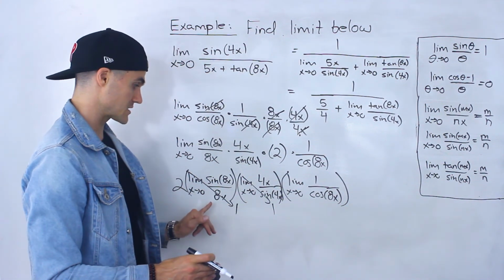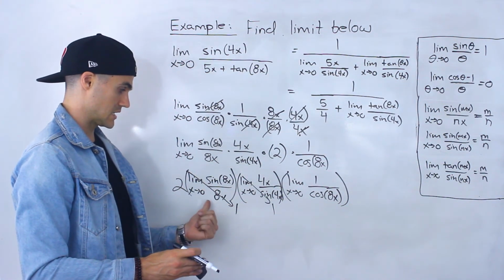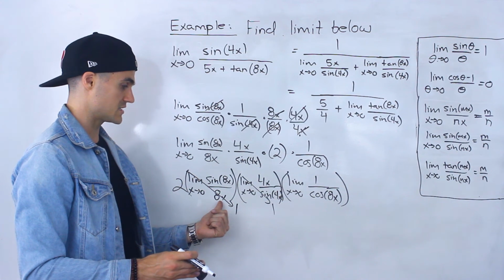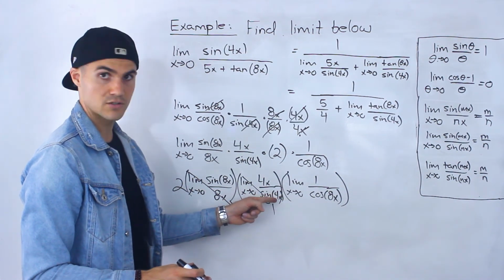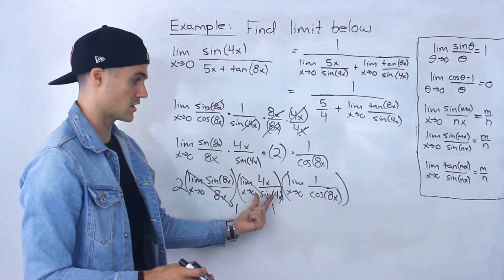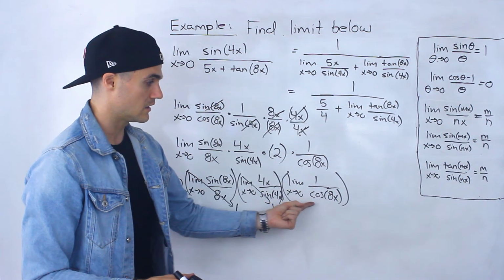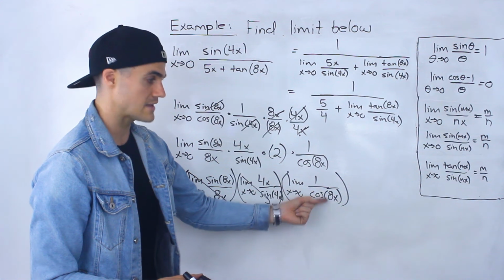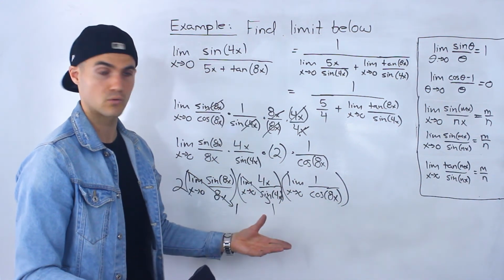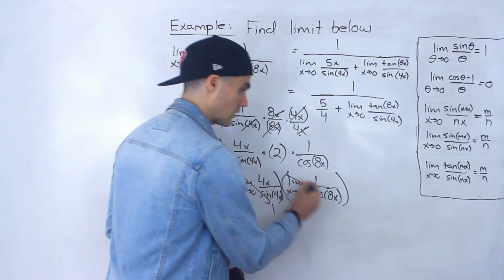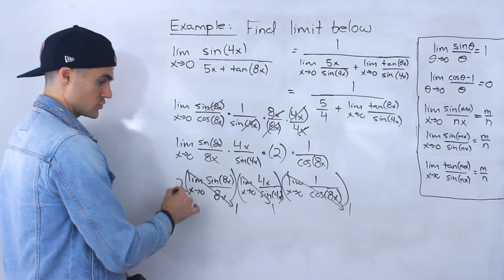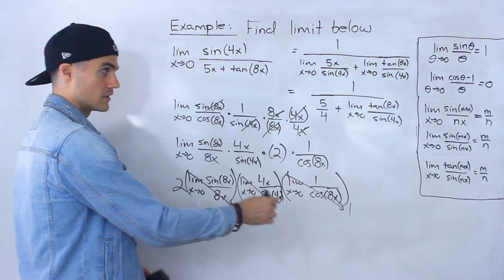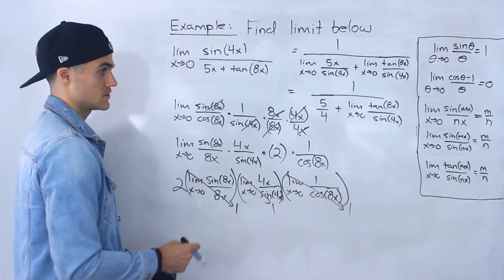Notice we can't do direct substitutions in the other ones because if we plug in 0 for this x, the denominator is going to be 0. If we plug in 0 for this x, we're going to have sine of 0, which is 0, which would make the denominator 0. But here we can, because we're going to end up with cos of 8 times 0, which is cos of 0, which is just 1. So we know this is going to go to 1 as well. So we're going to end up with 2 times 1 times 1 times 1, which we know is 2.